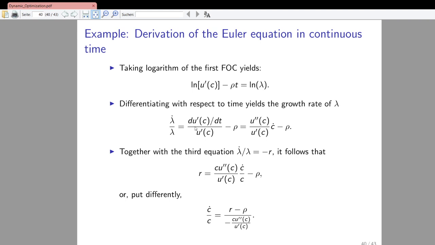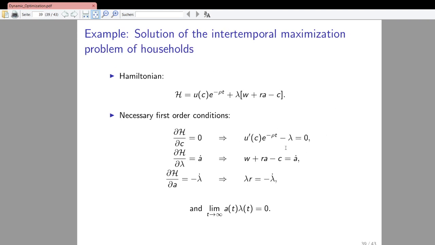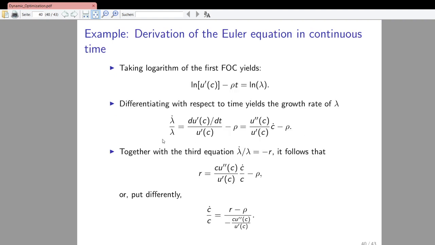Then, if we take the derivative of the numerator here with respect to time, we know that consumption itself depends on time, so we have to apply the chain rule, which means that we have the second derivative of the function u with respect to c here, and we have the inner derivative of c with respect to time, which is c dot. So altogether, from the first order condition, we get an expression for the growth rate of the state variable in terms of the first and second derivative of the utility function, the rate of impatience of households, and the time derivative of consumption.